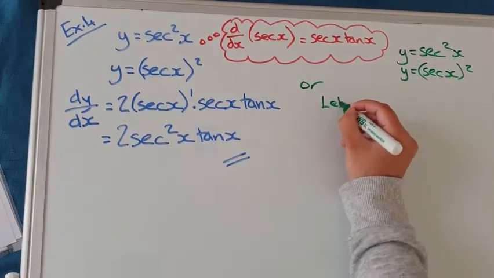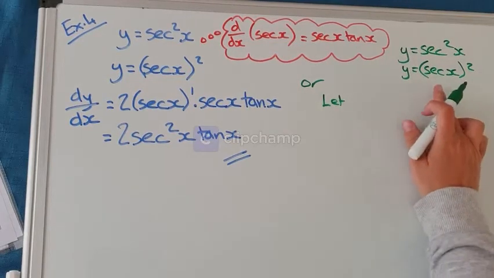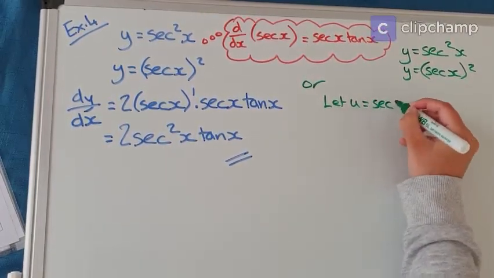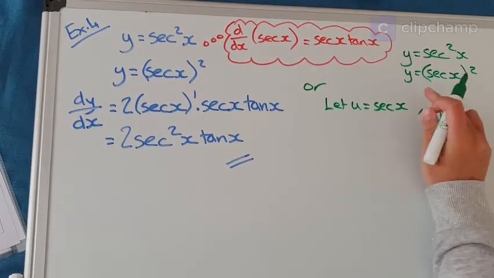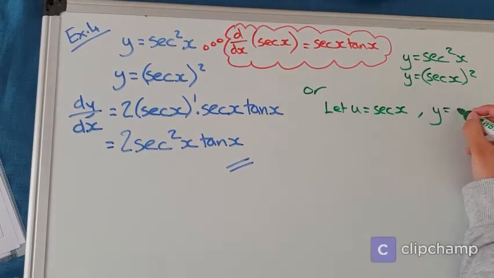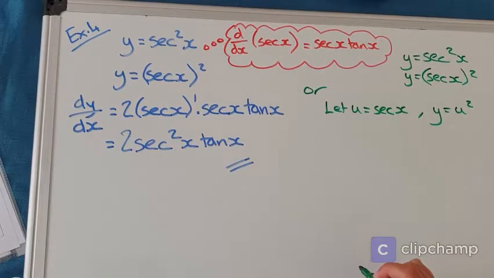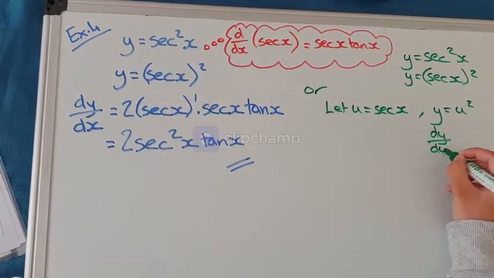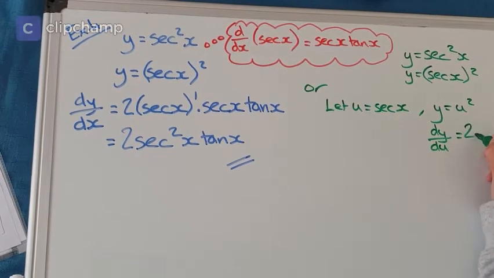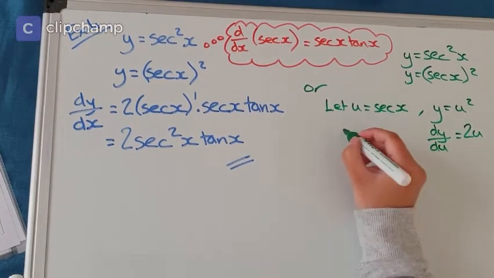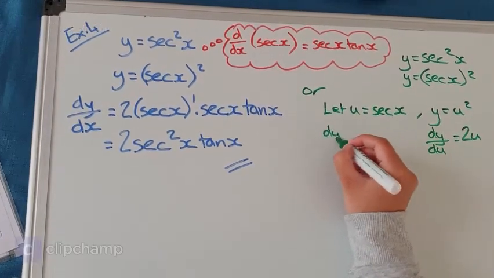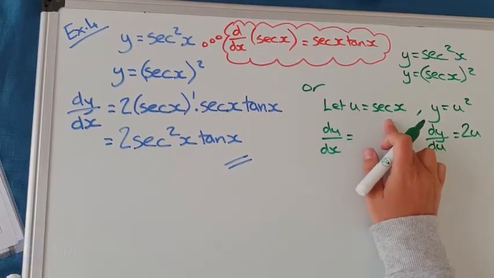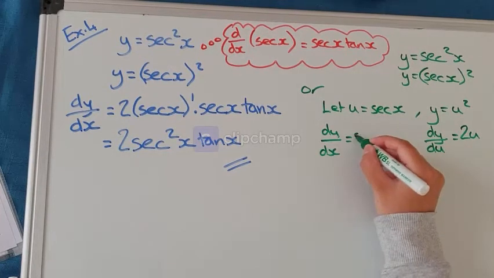So if I let u equal the sec x part, that gives me a much simpler function of y equals u squared. Right, I'm going to differentiate this one first because it's nice and easy. dy by du is just 2u, and du by dx, well, I'm trying to differentiate sec, and we know it's sec x tan x.